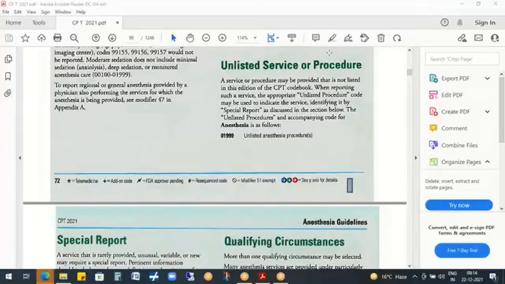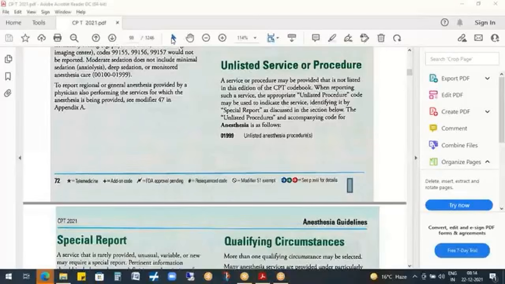During the procedure, the time continues.